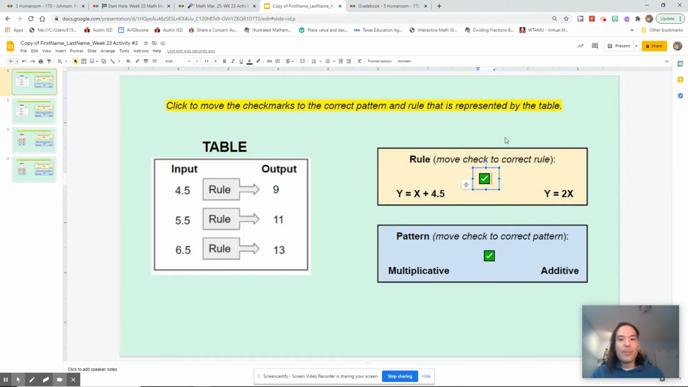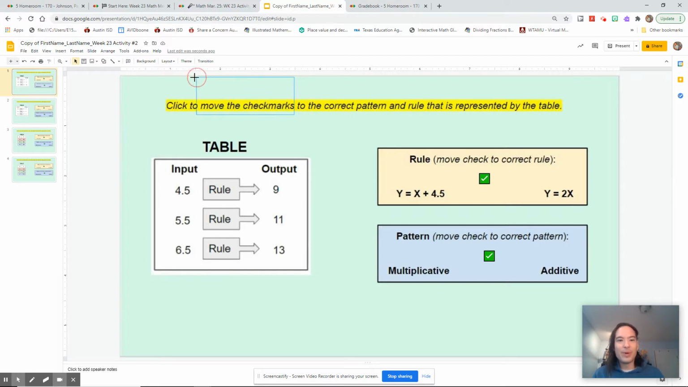All right. So what you're going to do here is, first off, read the instructions, move the check marks, click to move the check marks, right? So if you don't click to move the check marks, you will not receive full credit for the assignment. All right. Click to move the check marks to the correct pattern and rule that is represented by the table.